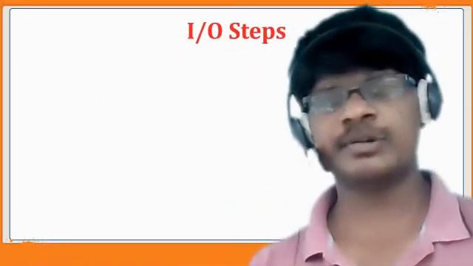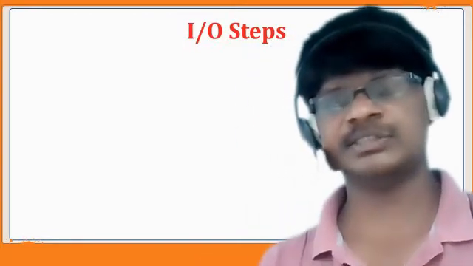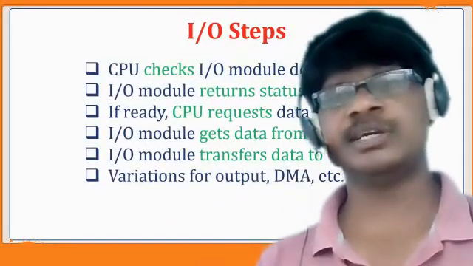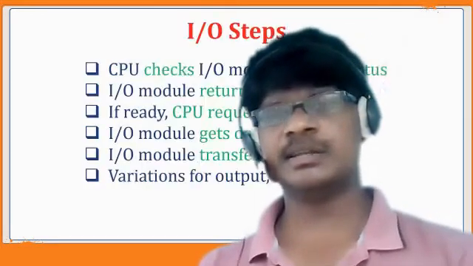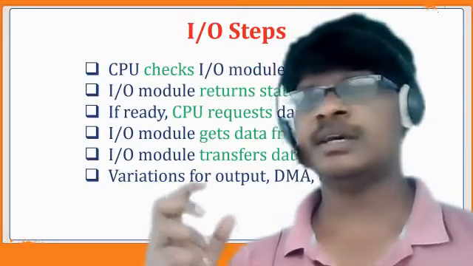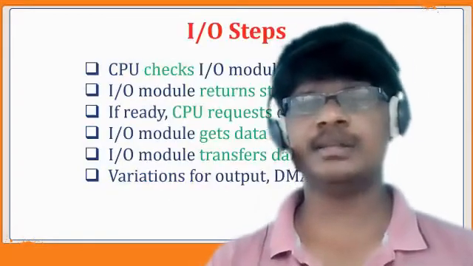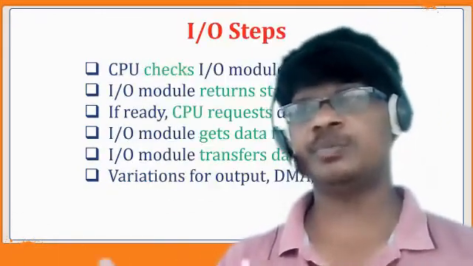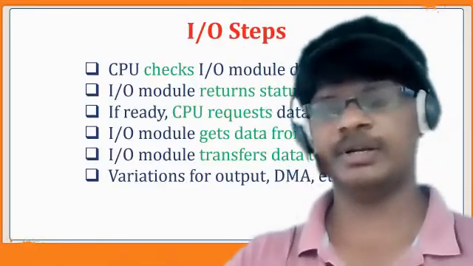And next one is, what are the steps in I/O module? Very important. The CPU checks the I/O module device status. First, the central processing unit checks what is the status of the I/O module device, whether it is doing some other work or it is free. If it is ready, the I/O module returns the status to the CPU. If ready, the CPU requests the data transfer. If the requested I/O module is ready, the CPU requests the data transfer to be processed so that the CPU can execute the instruction. The I/O module gets the data from the device. For example, it gets the data from the pen drive, and the I/O module transfers that data to the CPU.